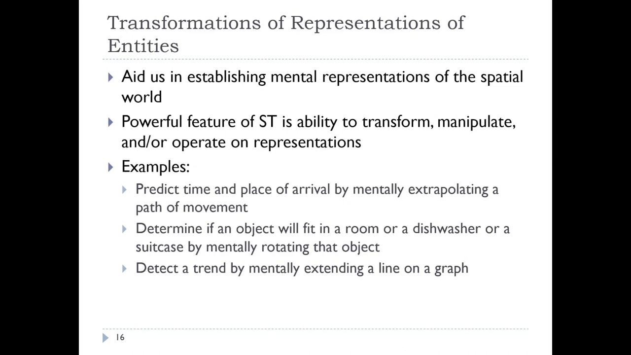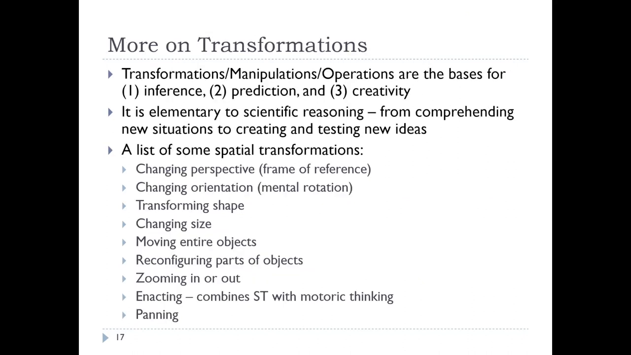Or determine if an object will fit in a room or fit in a dishwasher or a suitcase by mentally rotating things around. Okay. That makes total sense, right? Or detect a trend by mentally extending a line on a graph. Okay. This is not a physical one. This is a mental one. So all those examples hopefully help you understand what we're talking about, where we're transforming these representations of these objects or entities that we're looking at.